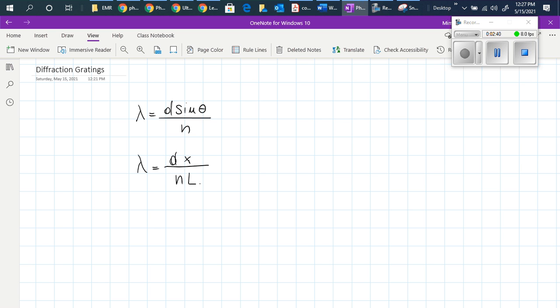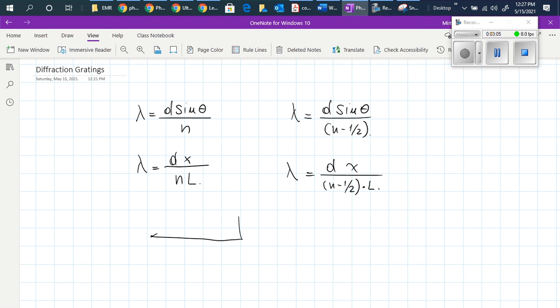The other formulas are lambda is equal to d sine theta over n minus 1/2, and d x over (n minus 1/2) times L. The first ones are used for constructive interference, in which they produce bright fringes, and the second group is used when we have destructive interference.